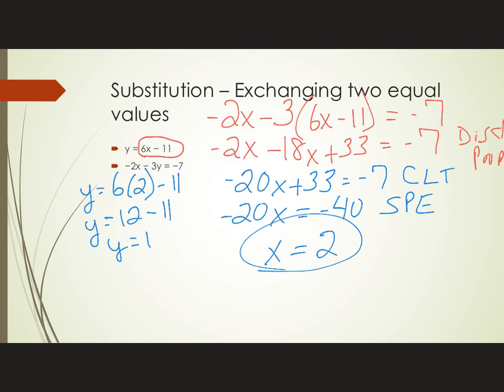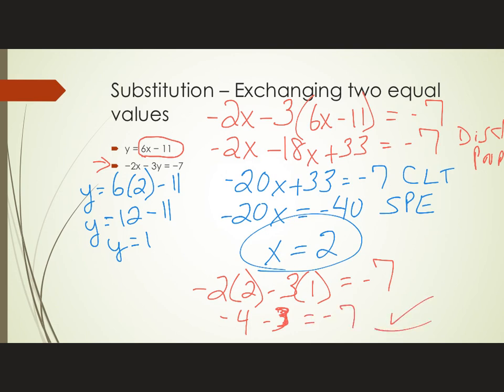If I want to double check my answer, once again, I can go back to the other equation. So I've got negative 2 times my x value is 2, minus 3 times my y value is 1, equals negative 7. I'm just going to check to see this right. So that's negative 4 minus 3 equals negative 7. And that is true. So that means I got this right.